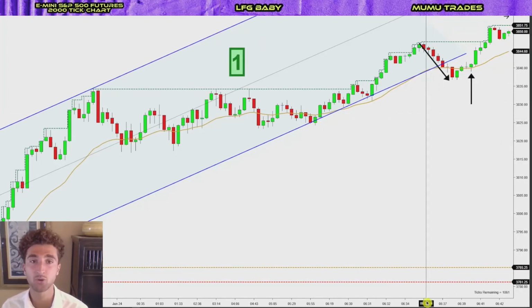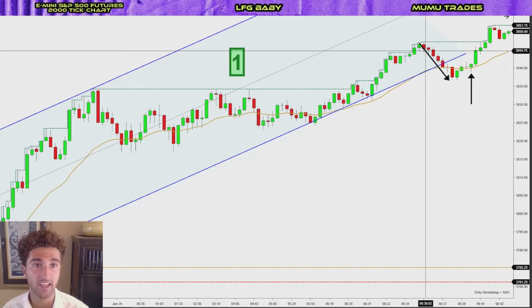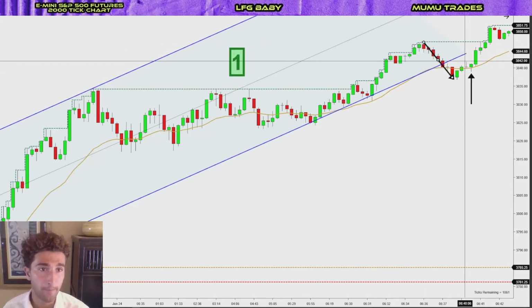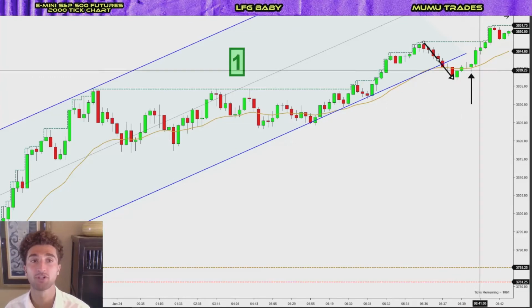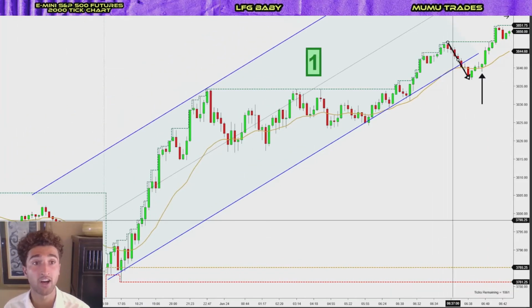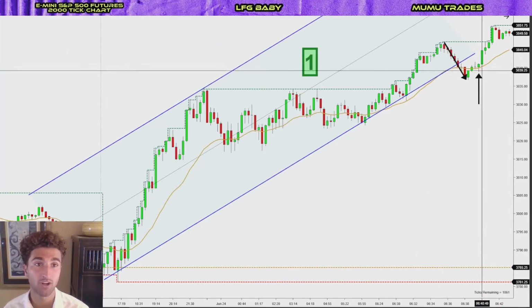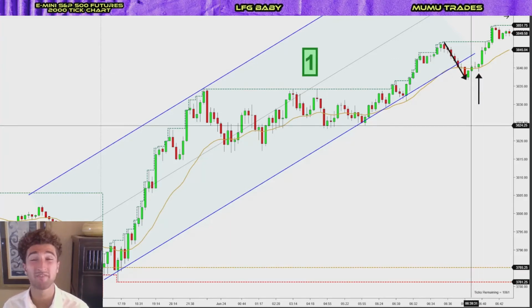This is known as the two-legged pullback because there were two legs down. Here's the first leg down, and like I said, we had the mini second leg down before pushing on forward again. And in uptrends with a nice signal bar above the EMA, this is a very high probability trade, and it's what I look for every single day. Let's look for the second setup.